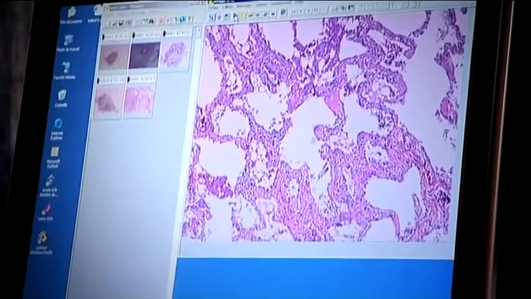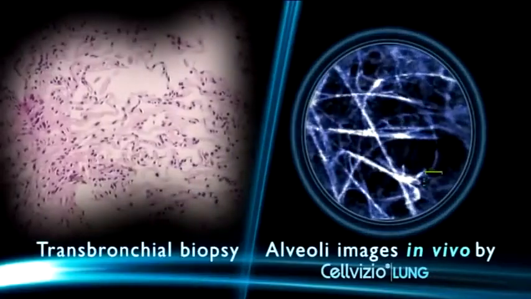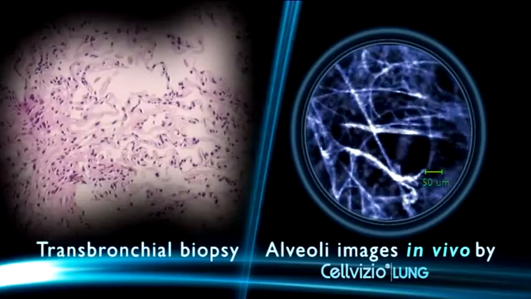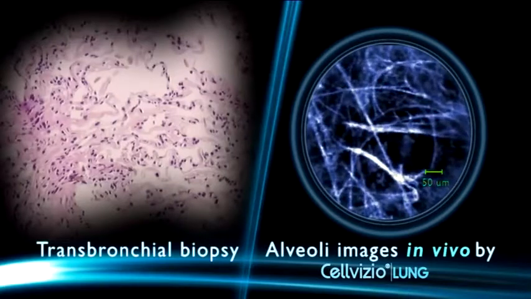In existing diagnostic procedures, doctors are unable to retrieve accurate and specific information from the alveoli as the patient breathes.